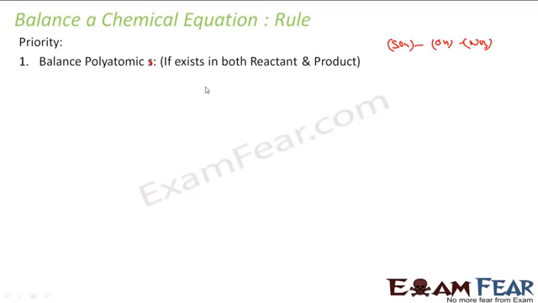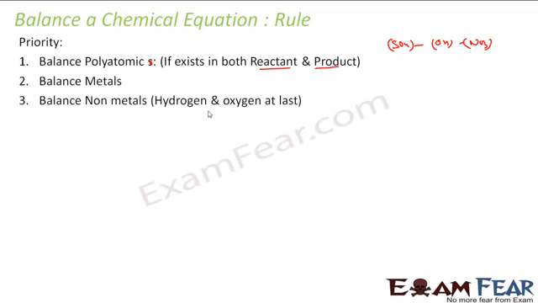If it exists, and it should exist in both reactant and product. We'll take some examples to explain that. So if such kind of thing exists in both reactant and product, first balance that, then balance metals, then non-metals, and in that also hydrogen and oxygen are supposed to be balanced last. Why? Because there are plenty of hydrogen and oxygen around, right? So we generally balance them at last.